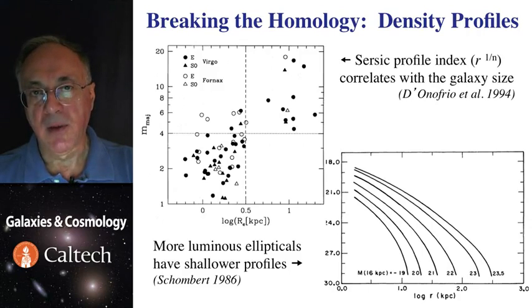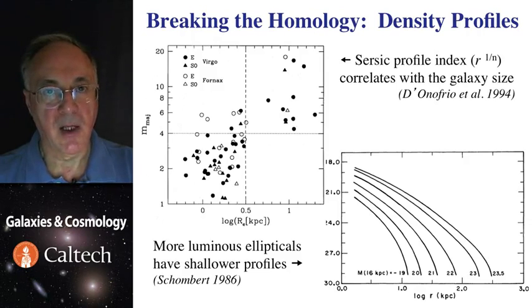A more direct way to see this is to simply bin together profiles of many ellipticals, average them up, and plot the profile that corresponds to a certain bin of luminosity, and that's shown on the lower right, done by Jim Schombert. And again, you can see that the more luminous ellipticals seem to have shallower profiles.